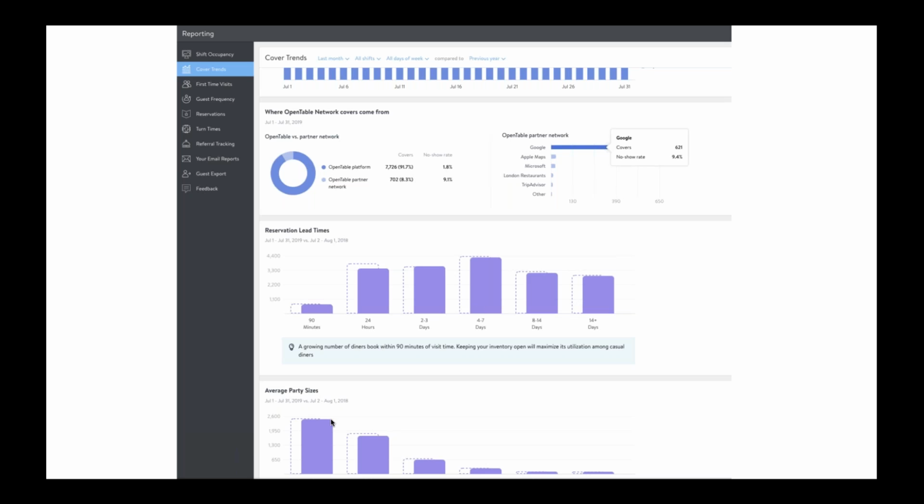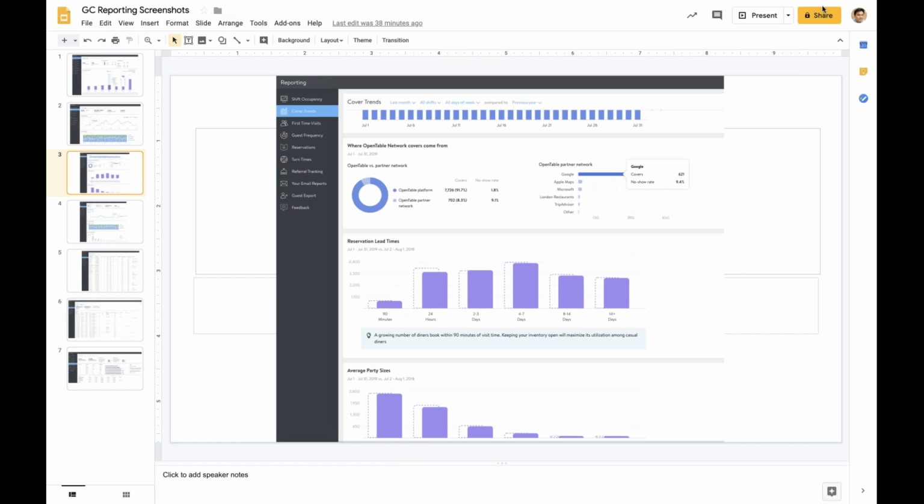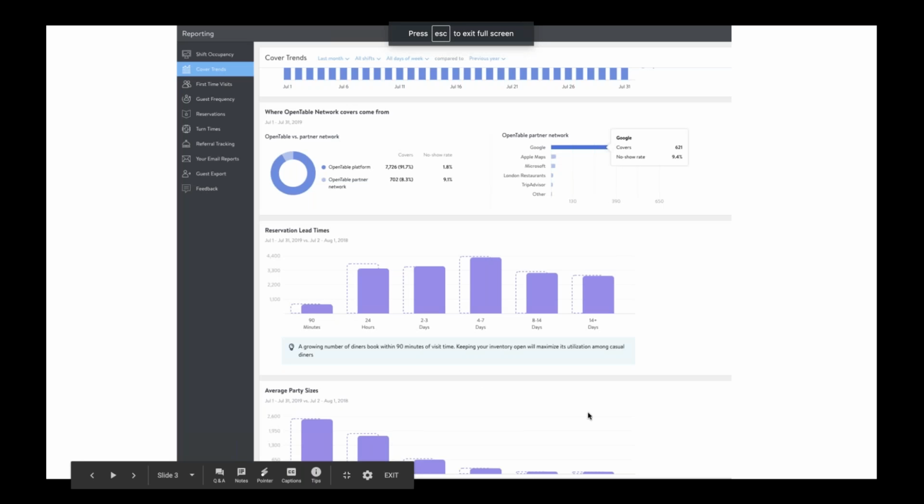Average party sizes: it breaks down average party sizes where people are booking. Parties of 1 to 2 are your highest booking party sizes. Then it goes down to 3 to 4, and 5 to 6.